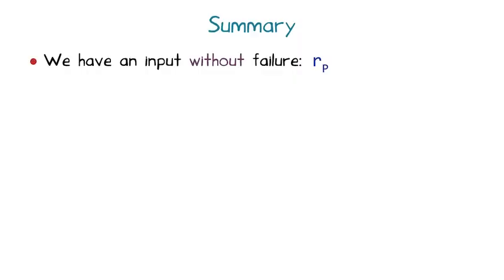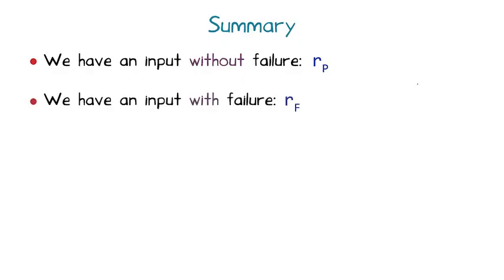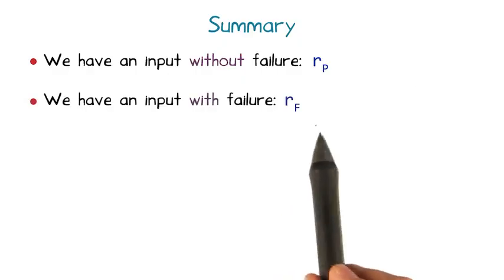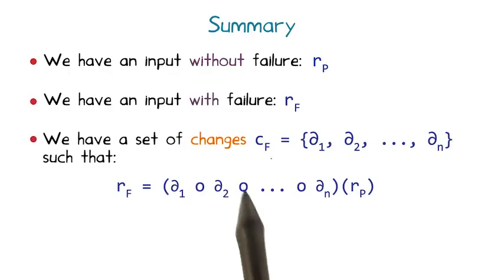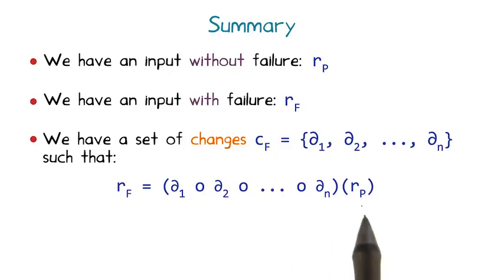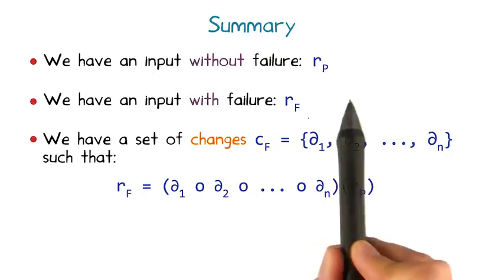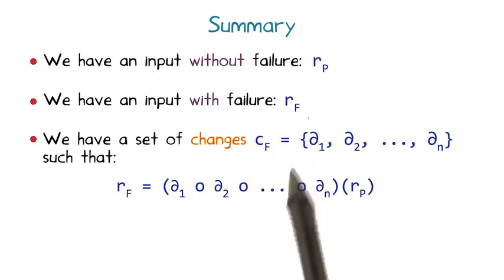We have an input on which a program passes, RP. We have an input on which a program fails, RF. And we have a set of elementary changes, which we will call CF, such that applying the changes in order to RP yields RF. Note that RP is typically a simple input on which the program trivially passes, such as the empty input, and RF is typically a complex input on which the program fails, and that we would like to minimize. In the case of Mozilla's web browser, RP could be a blank HTML file, and RF is the full HTML file that causes the browser to crash.